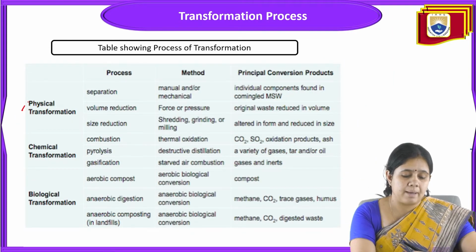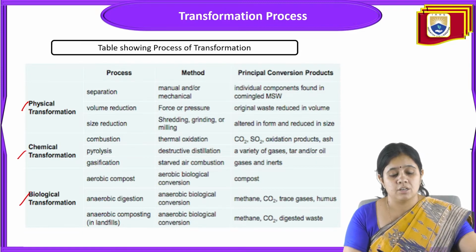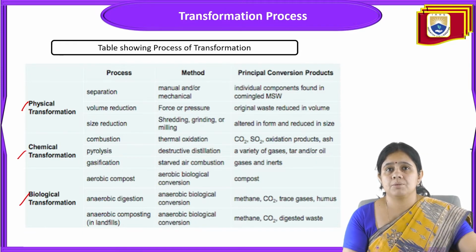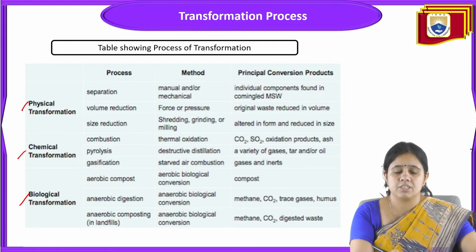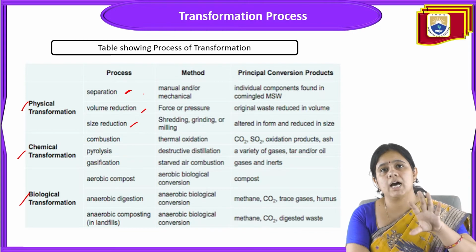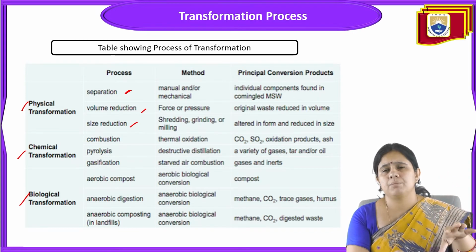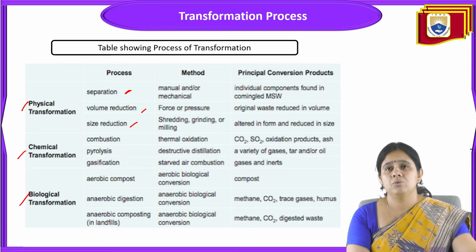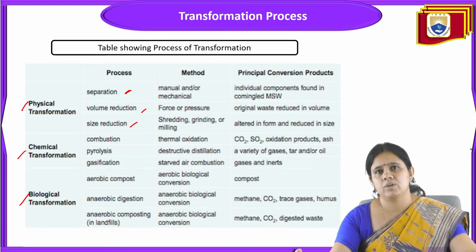Now we come to the different processes of transformation: physical transformation, chemical transformation, and biological transformation. In a physical transformation method, which methods are involved? First is the separation method, then volume reduction or size reduction. So these are all related to the physical transformation method. Separation can be done either manually or mechanically.